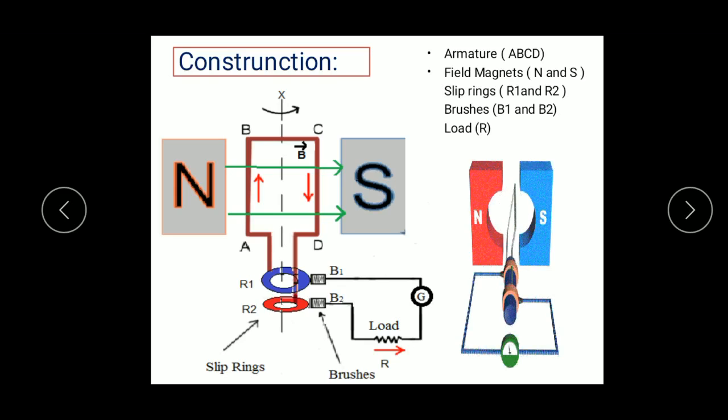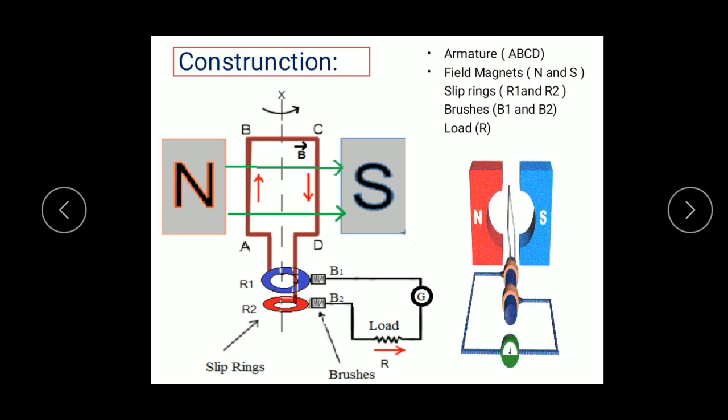AC generator. The first one, armature, that is ABCD, which is a rectangular coil, and the field magnets N and S, which are in the cylindrical shape, and they produce the uniform magnetic field which is perpendicular to the axis of rotation. And the third one is about the slip rings, and the fourth one is about the brushes. So this is the construction of the AC generator.